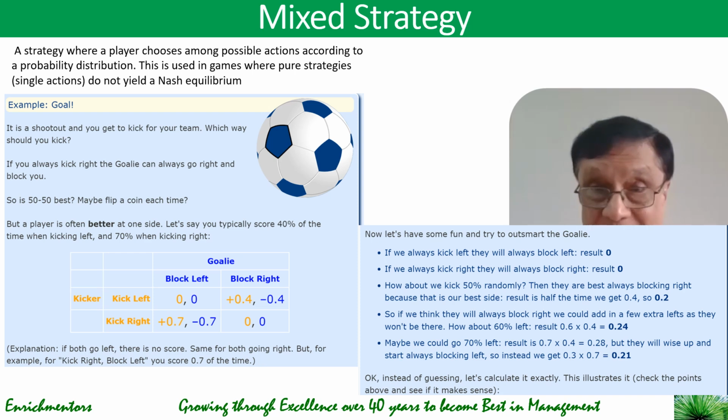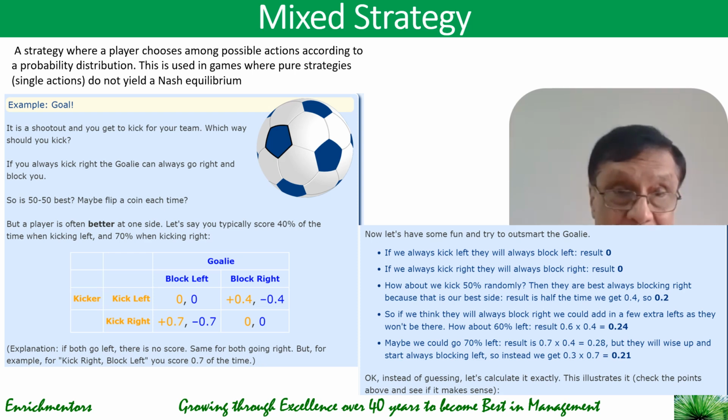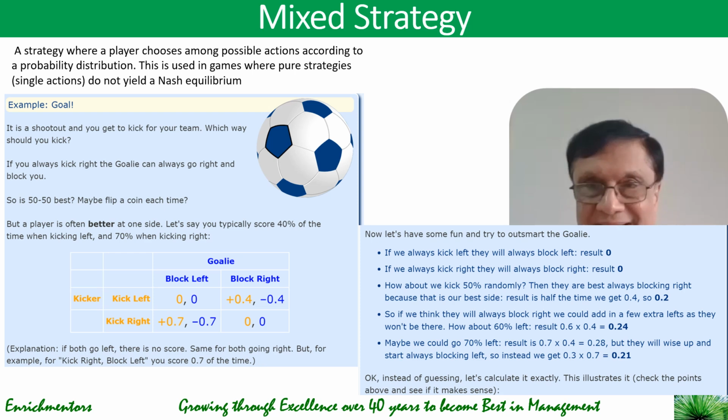No, they get wise enough, right? And they start blocking left. So instead you get 1 minus 0.7, which is 0.3, into 0.7, so you get 0.21. So life is like that. That's what a mixed strategy is. In a mixed strategy, you choose among possible actions according to a probability distribution. You don't play a single move again and again. And obviously this is to be used in games that are repetitive. You do the same thing many times in a particular year or a time period that is under consideration for the game, right?